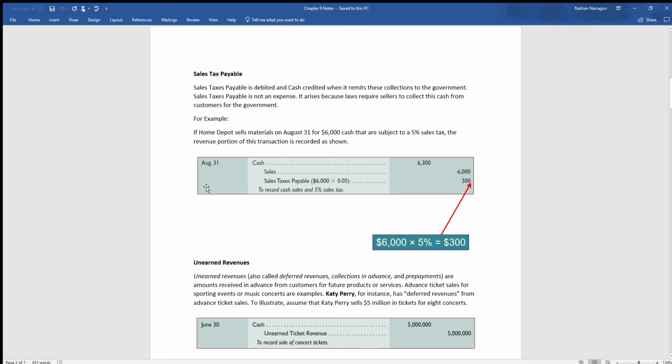Just like in chapter number 7, we have the same batch going on. There are certain accounts that we actually have to talk about. One happens to be sales tax payable. With sales tax payable, we're looking at certain states like Texas, where we collect sales tax. We should all know we all pay it.